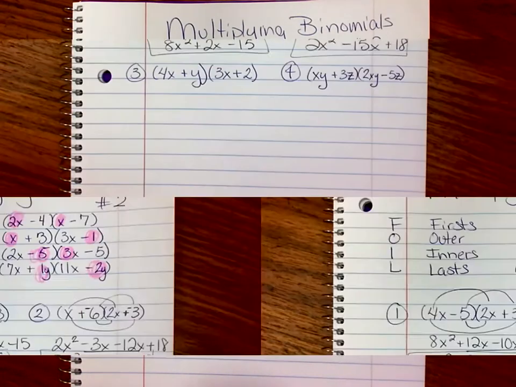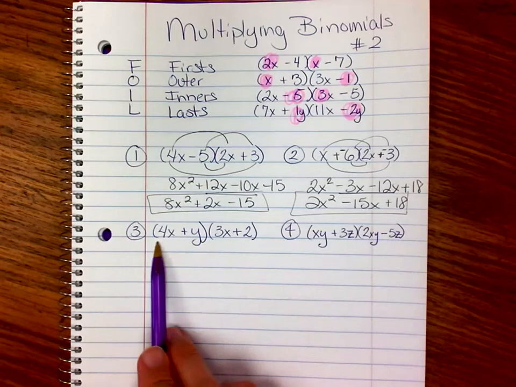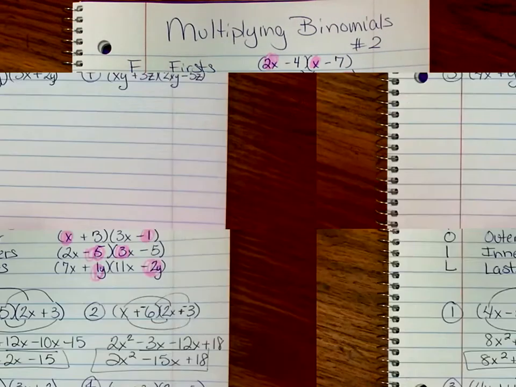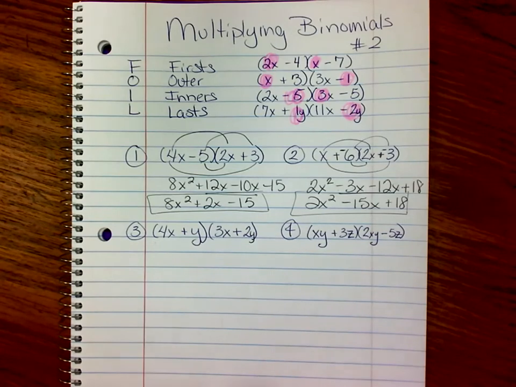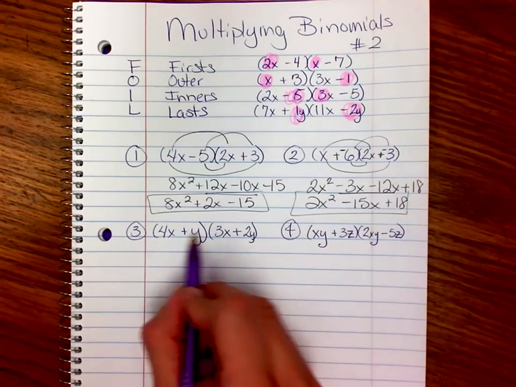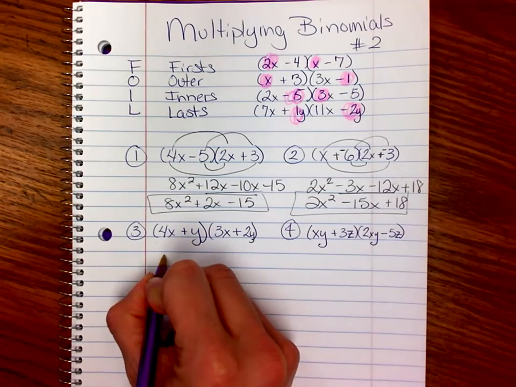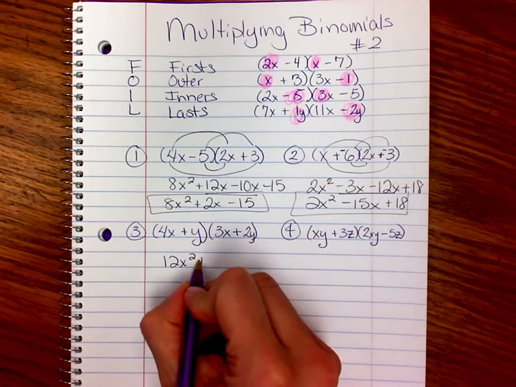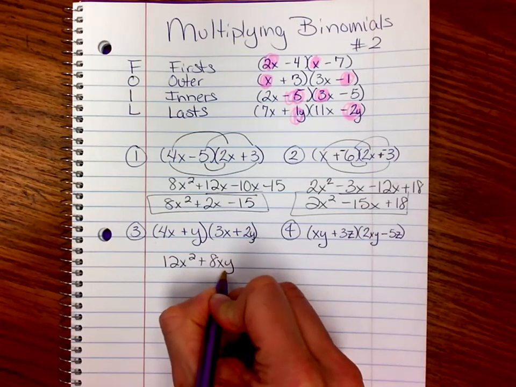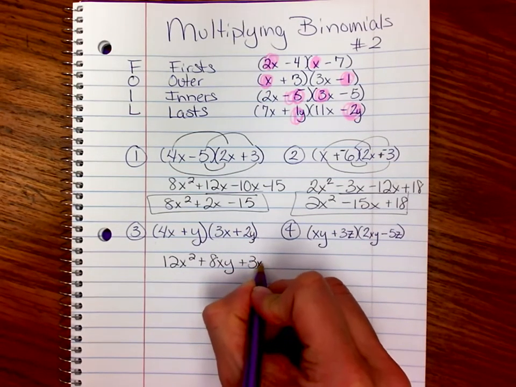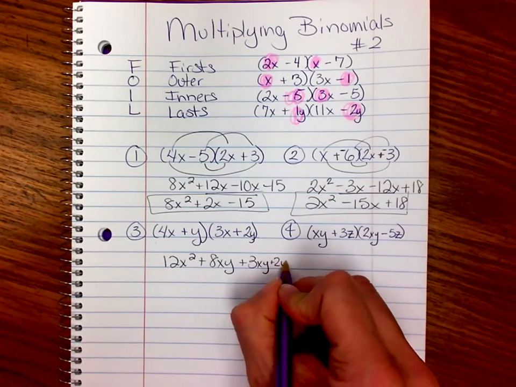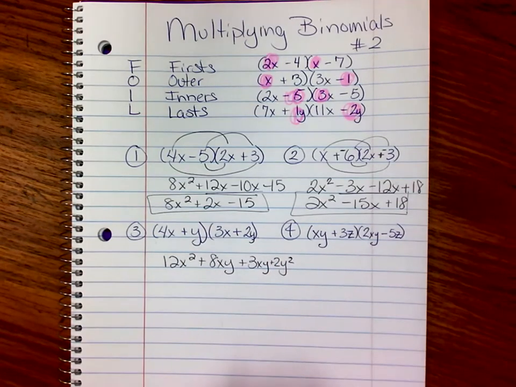There you go. Next one, notice that there's an x and a y, and I forgot to put a little y there. There's supposed to be a little y there, so that we have nice, pretty like terms. So our firsts, we get 4x times 3x, which is 12x squared. Then our outers, we get plus 8xy. Our inners, we get a 3xy. And for our lasts, we get a 2y squared.